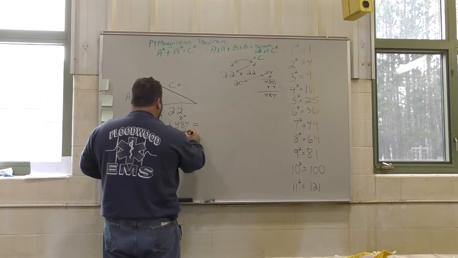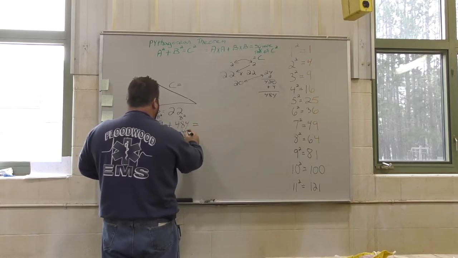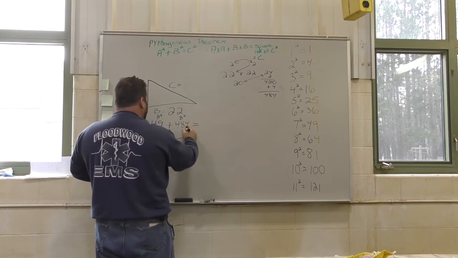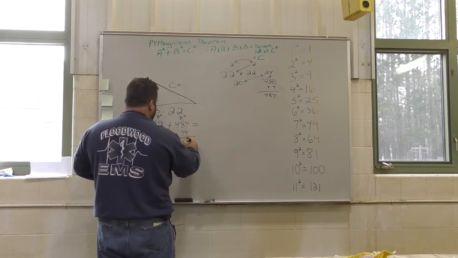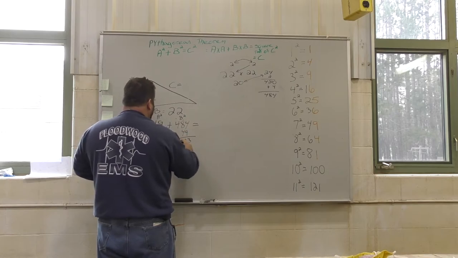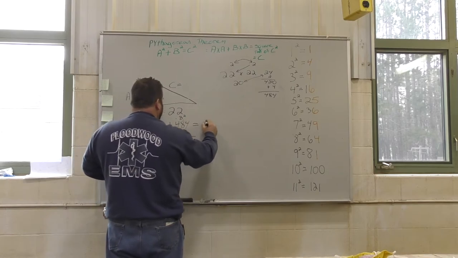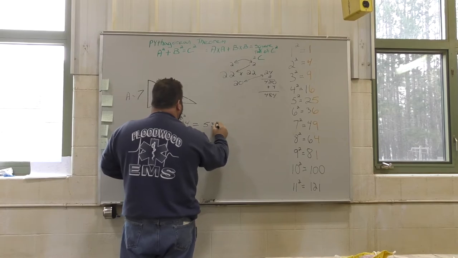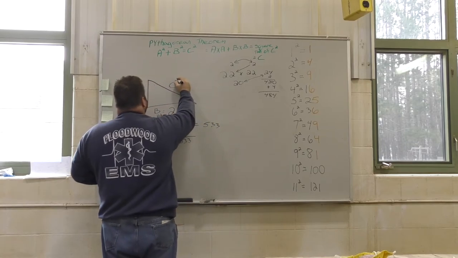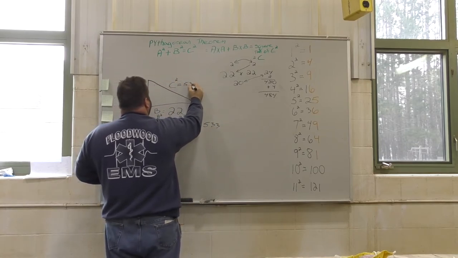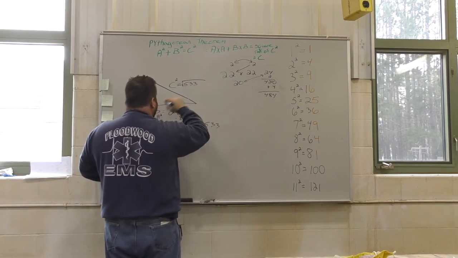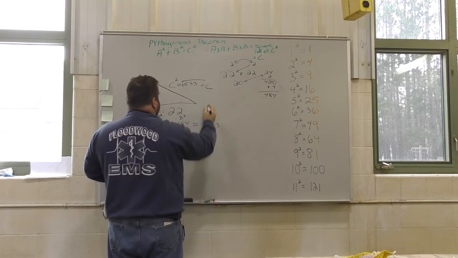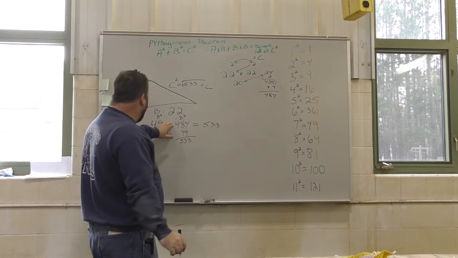So 484 plus the 49, you add those two together. 4 plus 9 is 13, carry the 1. 8 plus 4 is 12, plus 1 is 13. Carry the 1, 4 plus 1 is 5. That equals 533. So C squared equals 533. Now we need to find the square root of that so that we can find C. Again, we'll go back.